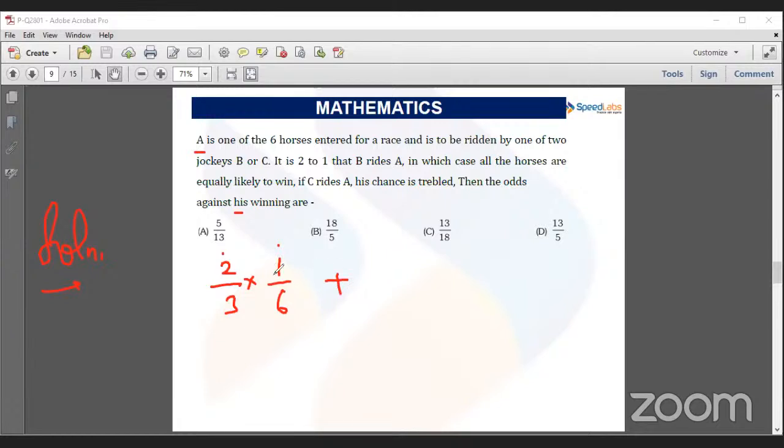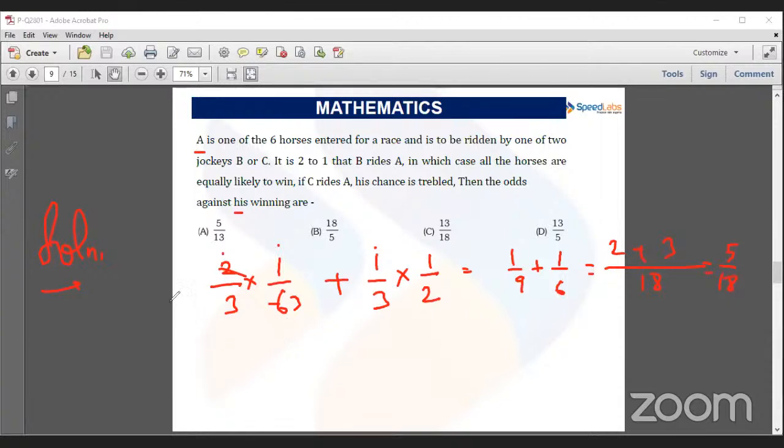Plus jockey C is chosen, that is 1 by 3, and his chance of winning triples. So 1 by 6 into 3 is half. So when jockey C is chosen, that is 1 by 3, his chance becomes half. That is the total probability of his winning. So 1 by 9 plus 1 by 6, 5 by 18 is the probability that he wins.